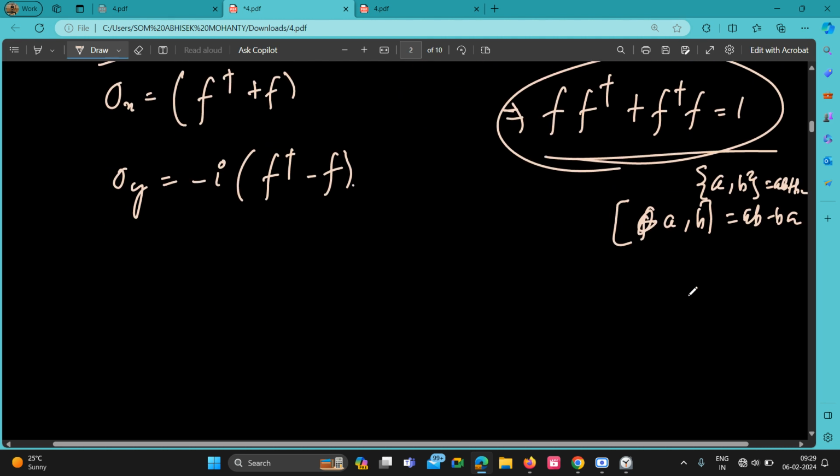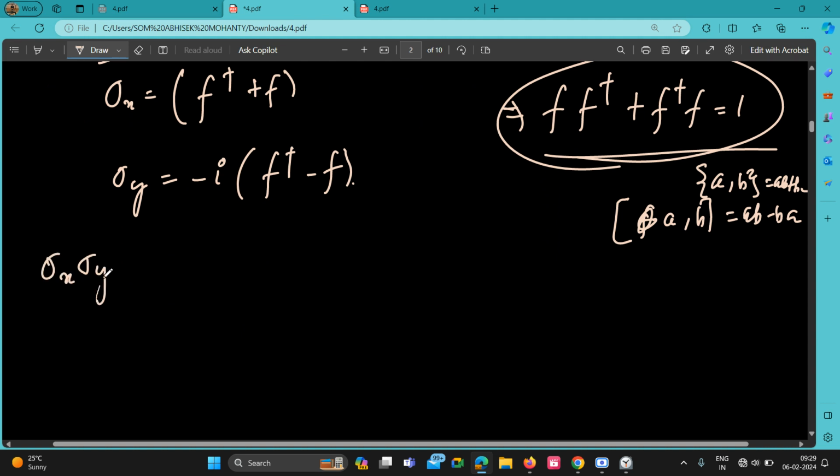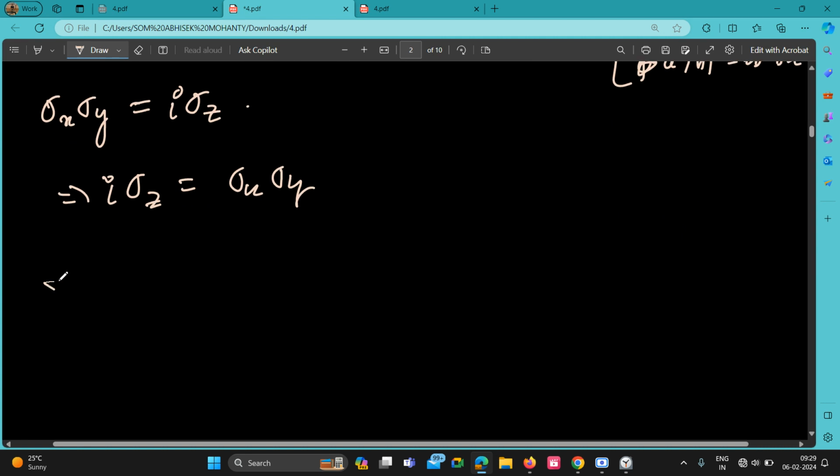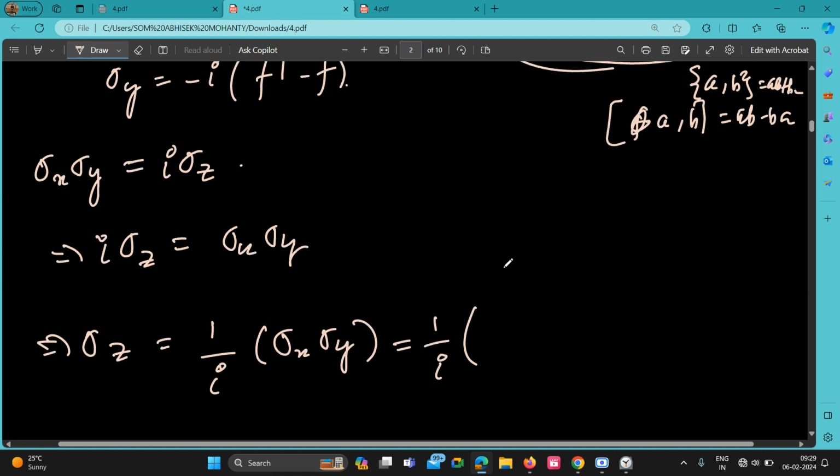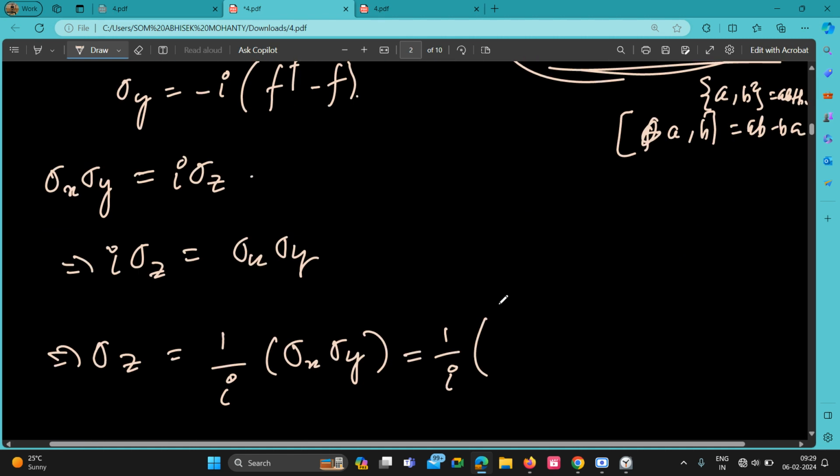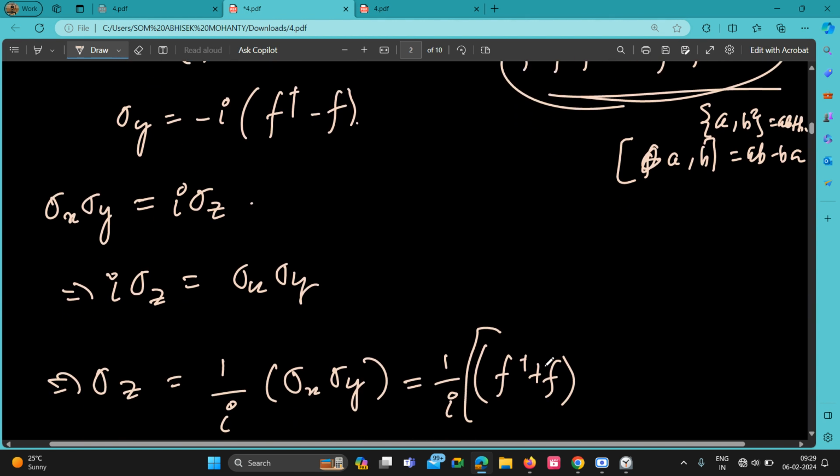Okay, so sigma x, sigma y. We know sigma x into sigma y is equal to how much? Pauli matrices: i sigma z. We are asked for sigma z, so let's take sigma z to the left side. i sigma z is equal to sigma x into sigma y. Sigma z is equal to 1 by i sigma x sigma y. So sigma x is f dagger plus f, and sigma y is minus i into f dagger minus f.